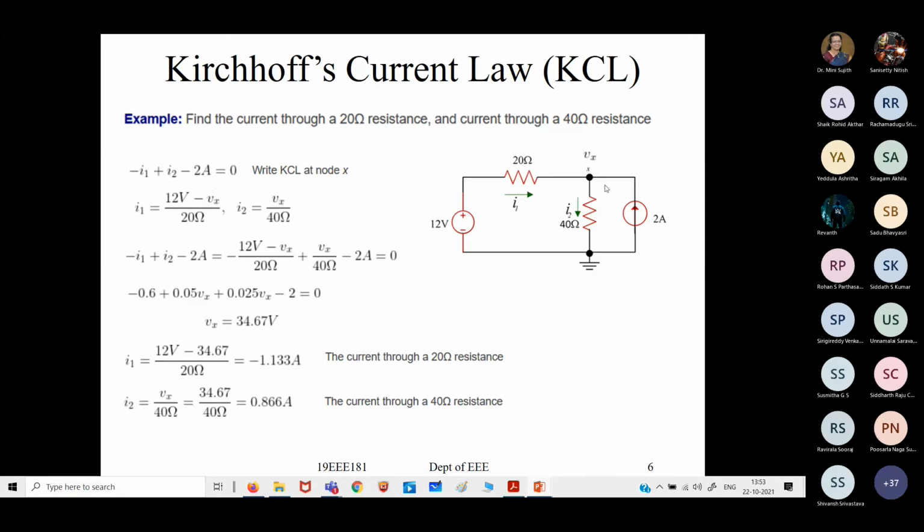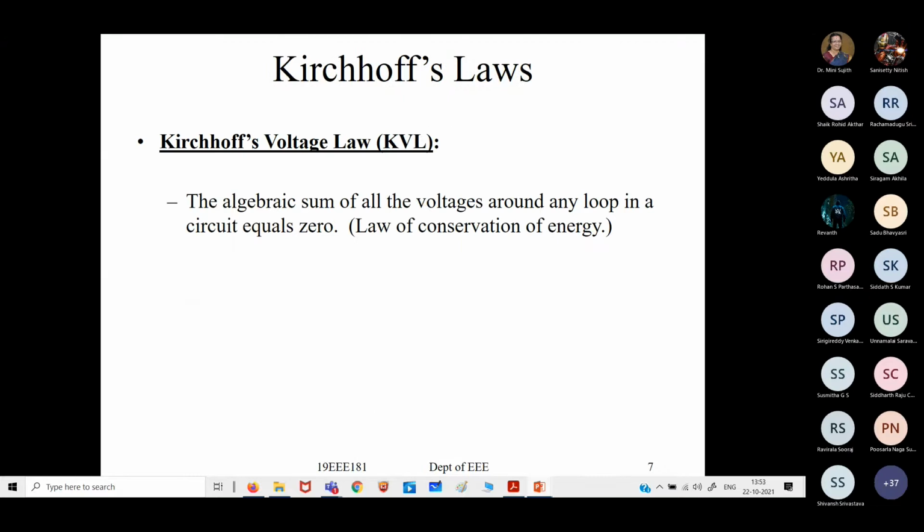So what is I1? 12 volts minus the potential at this point, which is X, divided by 20. Similarly, I2 is Vx minus 0. This is the reference, so I have not written minus 0. So only Vx by 40. If we replace this in the equation, that is (12 minus Vx) by 20 plus Vx by 40 minus 2 amperes, we get the value of the unknown voltage, that is the node voltage. Now using this, we can find out the value of I1 and the value of I2. This is just an example to revise whatever you have already studied regarding KVL and KCL.